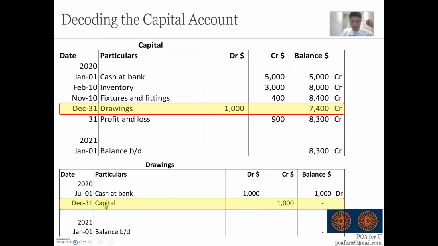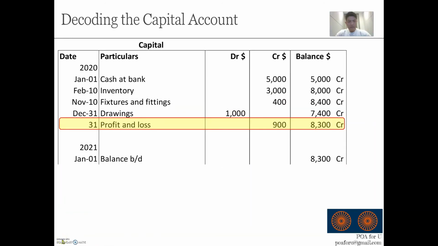And what you've done is, if the balance is debit and you want to close the account, you have to credit drawings, and then you debit that into capital. So you've essentially transferred this debit balance into the capital account. Okay, so next up, profit and loss.